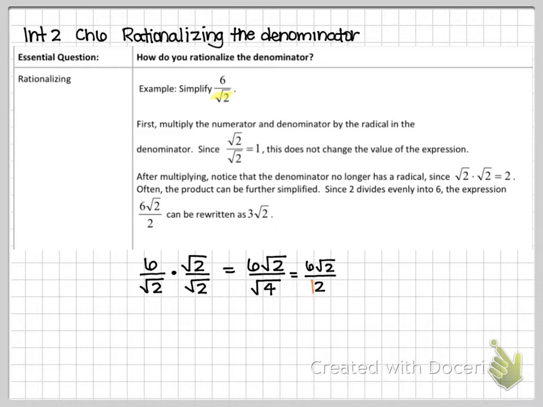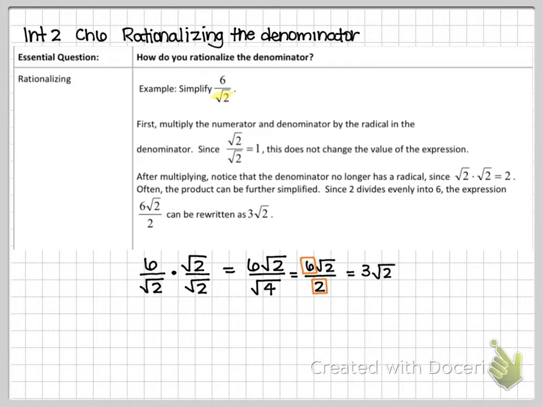Notice that this 2 in the denominator does not have a square root around it anymore. So we're going to look in the numerator for any other number that isn't inside the square root. So we're going to take a look at the 6 here. And we're going to look and see if we can simplify 6 over 2, which we can. We know that 6 divided by 2 is going to give us 3. And then we're just going to carry the square root of 2 with us.